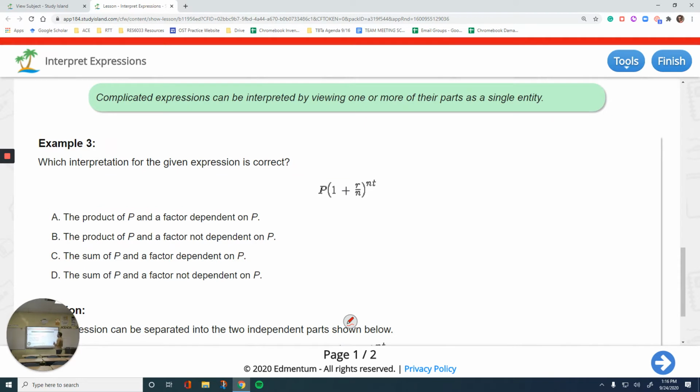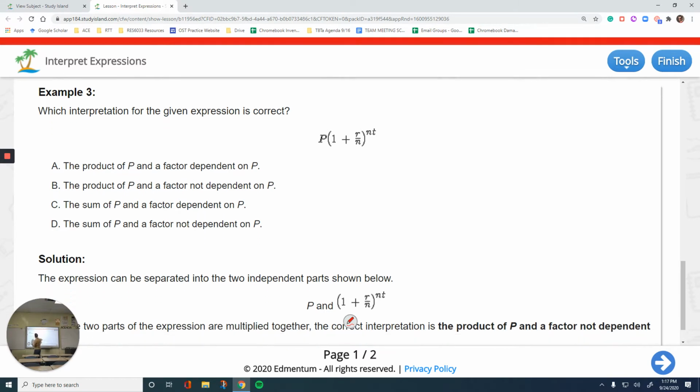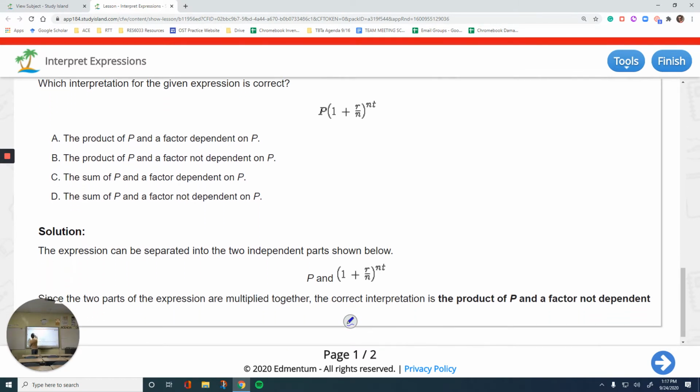Okay, complicated expressions can be interpreted by viewing one or more of their parts as a single entity. Now, which interpretation for the given expression is correct? So the product of P, let's talk about the meaning of product, just because I saw that right there. So the product means multiplication.